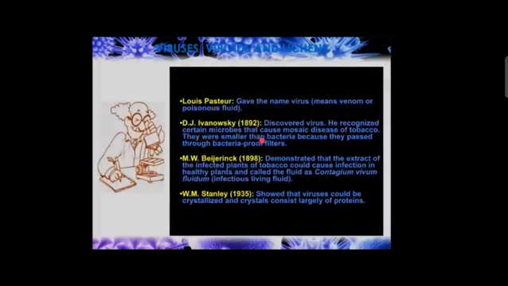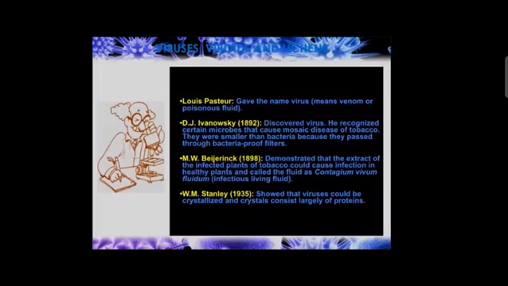Then the second scientist, D.J. Ivanovsky. In 1892, he discovered the virus. He recognized certain microbes that cause mosaic disease of tobacco. When he was doing research on the tobacco plants, he found certain microbes causing the mosaic disease of the tobacco. Mosaic means a pattern-like structure on the leaf of the plant.